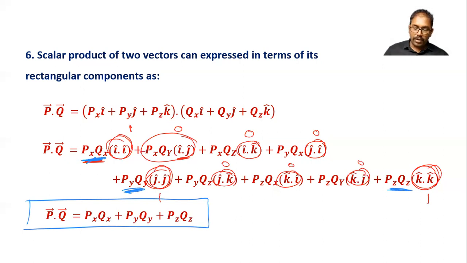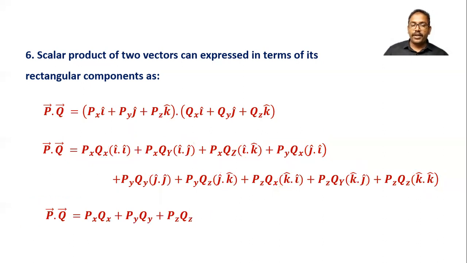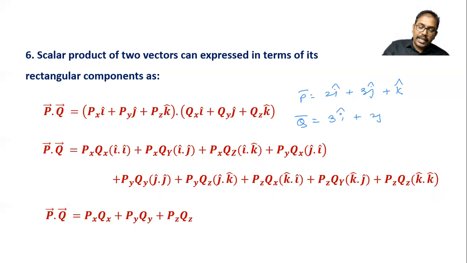And this is very important. This property you can use to find the scalar product. For example, if the question is: p bar is 2î plus 3ĵ plus k̂, and q bar is 3î plus 2ĵ minus 2k̂. Find p bar dot q bar. How do we find it? By this formula.